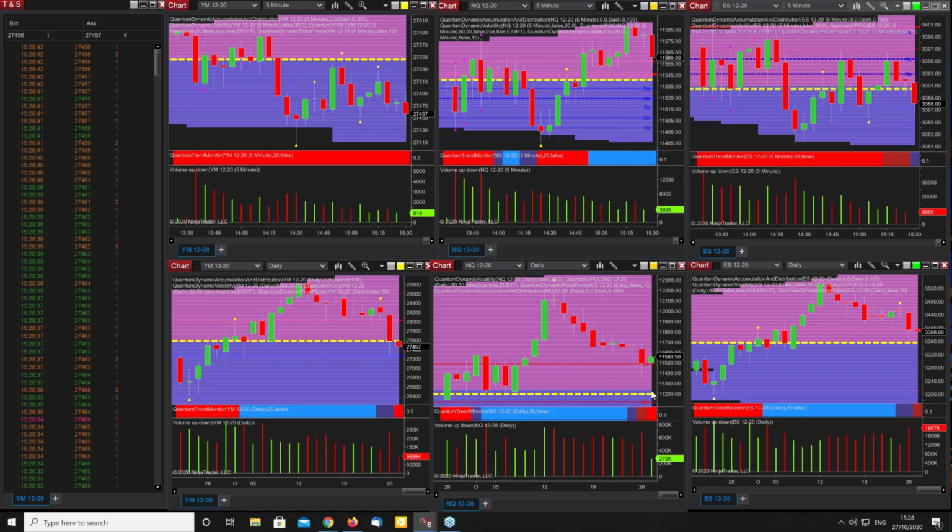It's got some way still to go on the NQ, but there's more bearish pressure to come, and the same on the ES. So we're expecting further downside momentum in terms of the indices. So that's where we are.